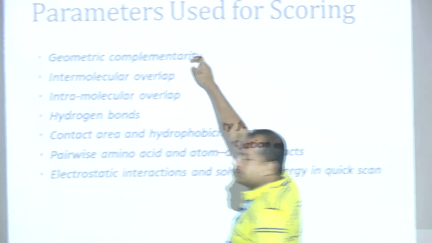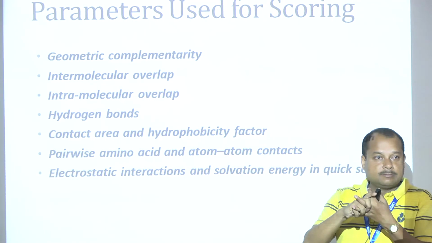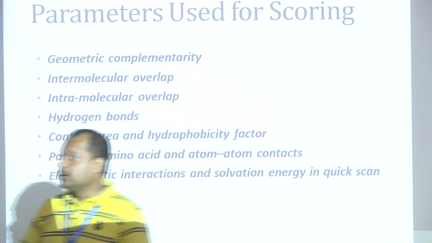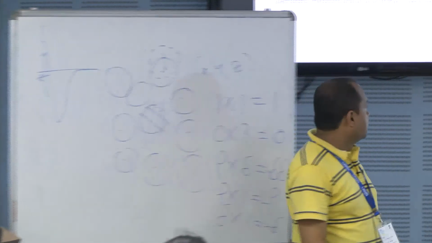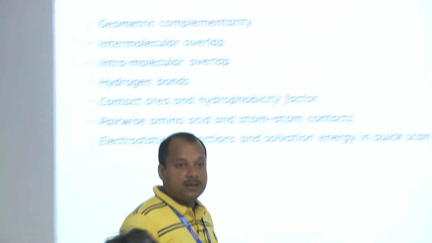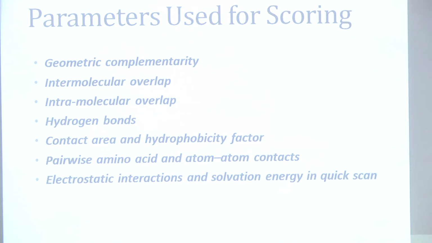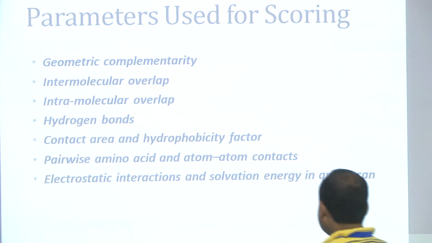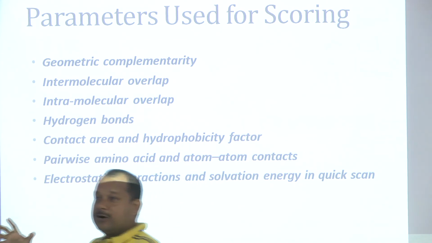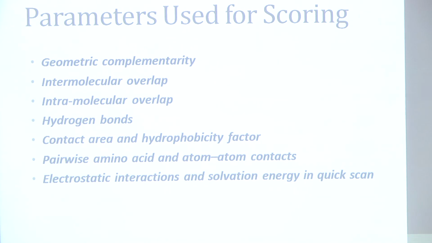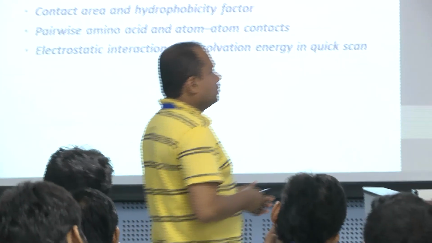For this geometric complementarity, it is the compactness. For this intramolecular or intermolecular overlap, I will not allow this kind of overlap because of this Lennard-Jones potential. Okay. For hydrogen bond, this is very trivial. If the number of hydrogen bonds increases, then it will add some extra stability to the complex structure. Contact area, an increase in contact area ensures the interaction will increase. Very small contact area mostly gives either transient or no interaction.